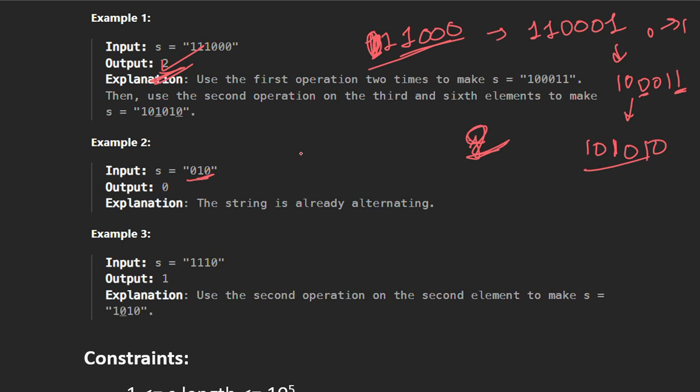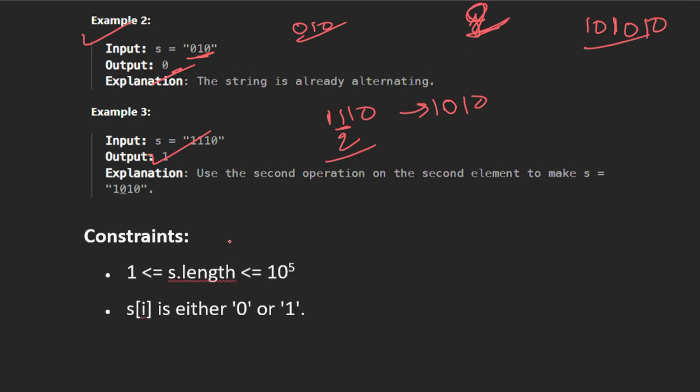Here it's already alternating, 010 is already alternating, so 0 is the answer. Next we have 1110. If you see, 1 should be 0, so we are using type 2 operation here. Then again 1 and again 0. So how many times have we used type 2? Only one time, right? So let's see the constraints.